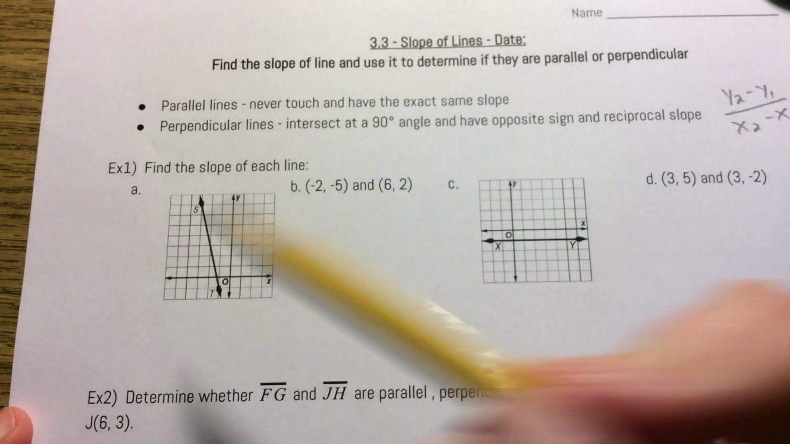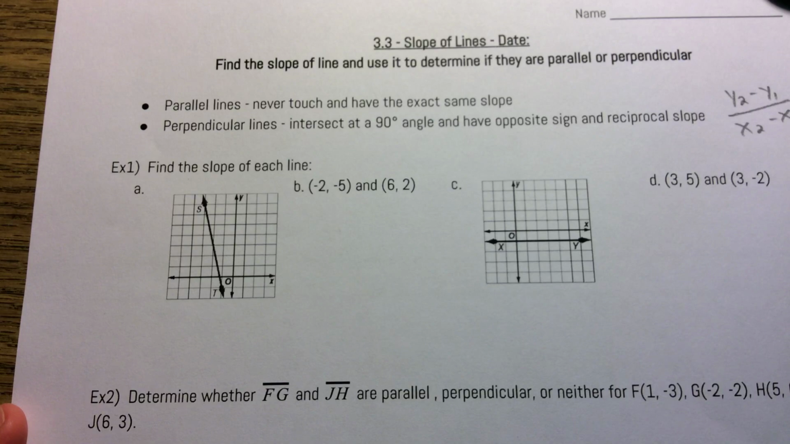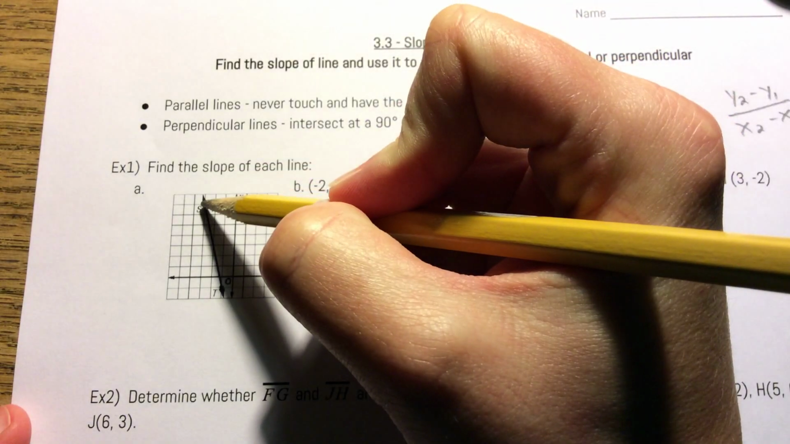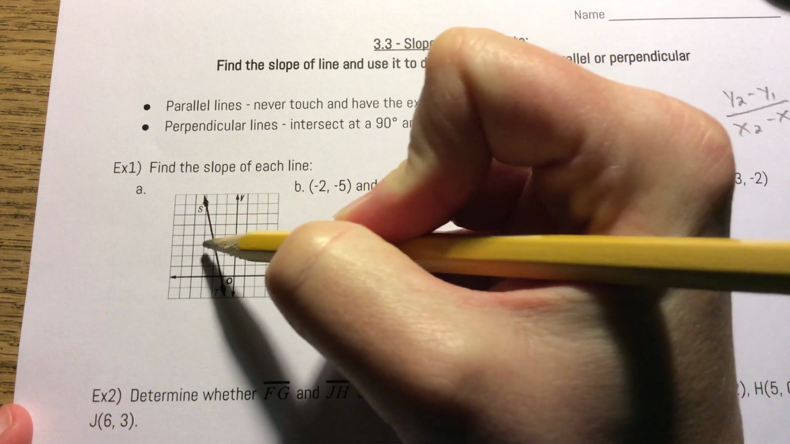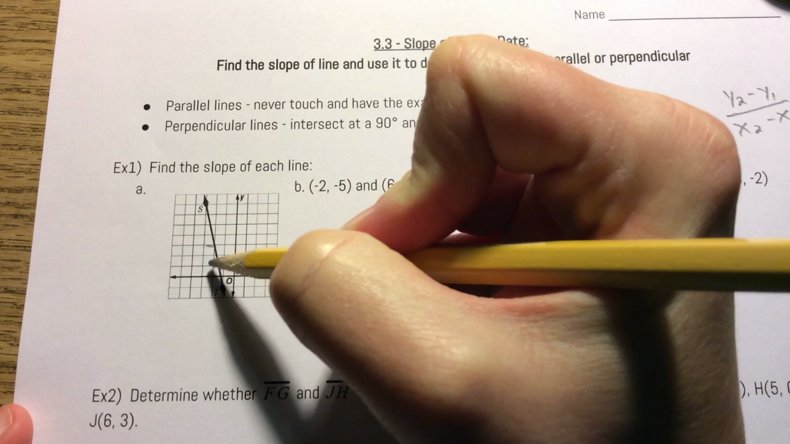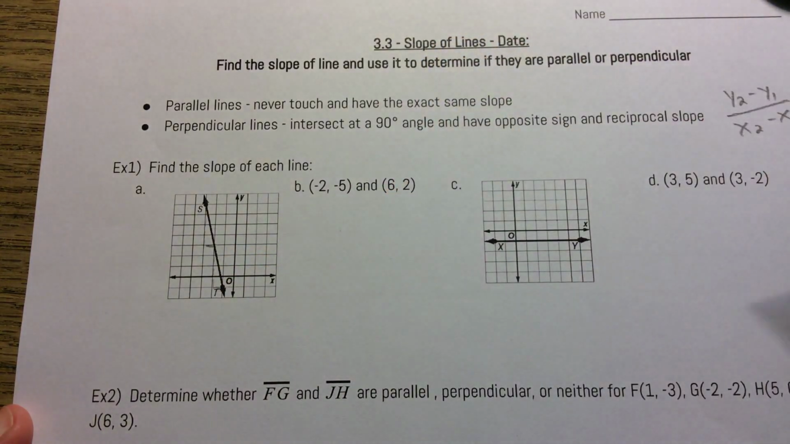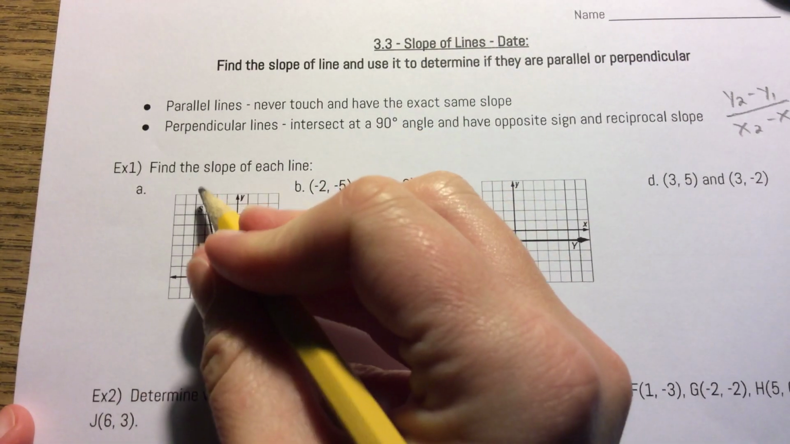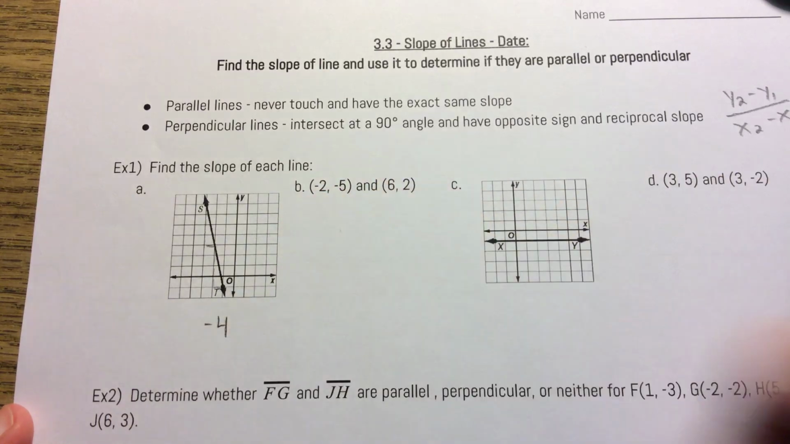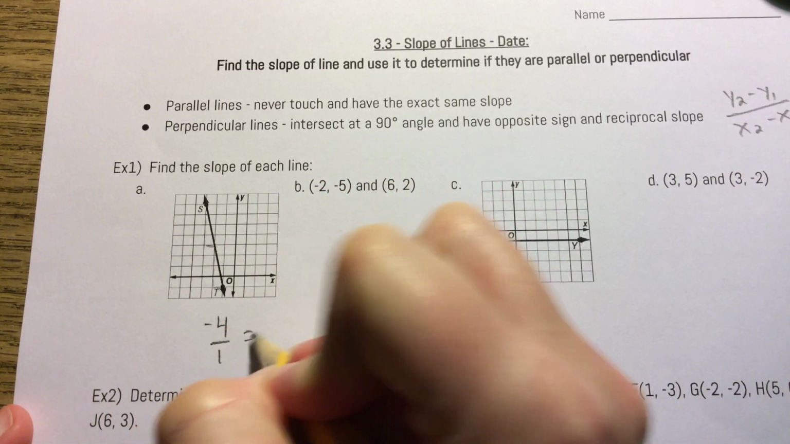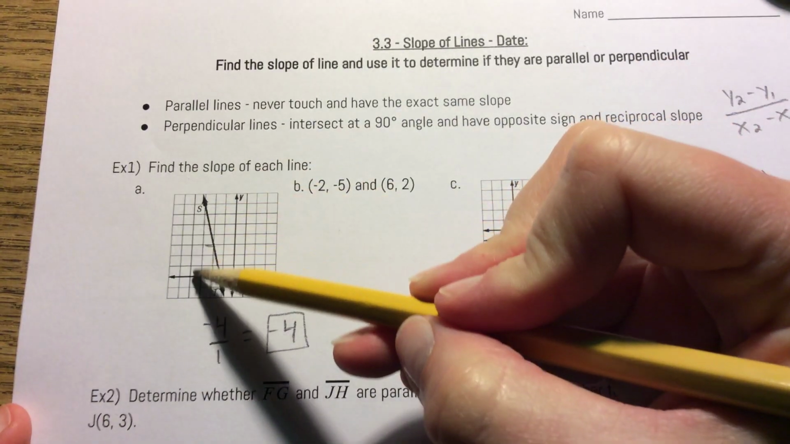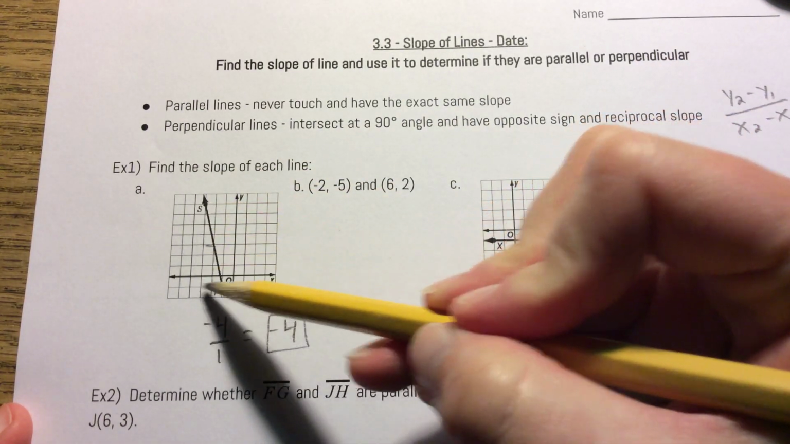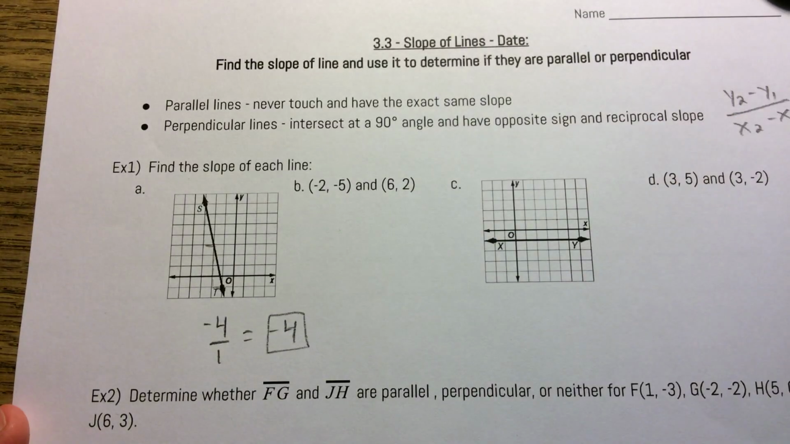On this first one, if you have just a graph, you can count squares and do a rise over run thing. So if I look at this, I'm going from here to here, going down 1, 2, 3, 4 and over 1. Since it's going down from left to right, that would be -4, because -4 over 1 simplifies to -4. Or if you went all the way down 8 and over 2, that would give you -4 also.